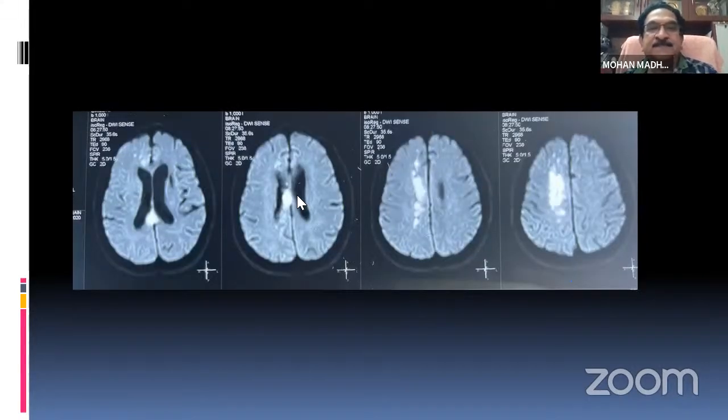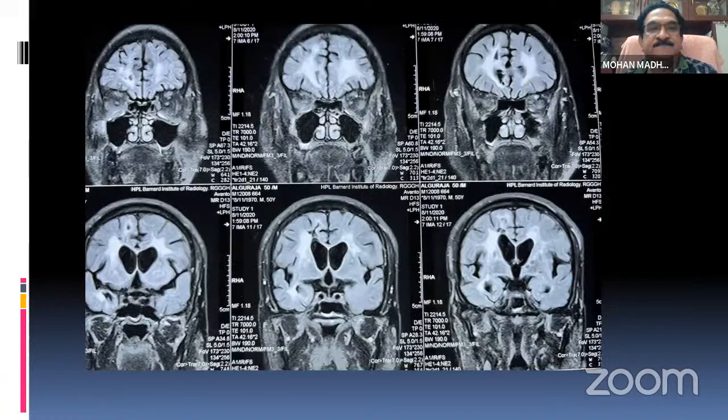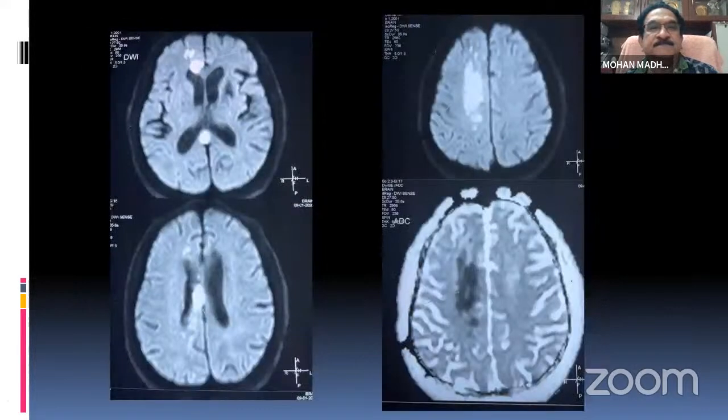Again, you get the splenial lesion. And the main lesion was on the right subcortical frontal parietal region. That is the frontal lesion. In fact, this MRI was not taken now. This was taken 6 months back when the patient had hemiplegia on the left side. That is why you see the diffusion restriction. This is not the recent MRI, it is the old MRI. So that's the story of the patient.